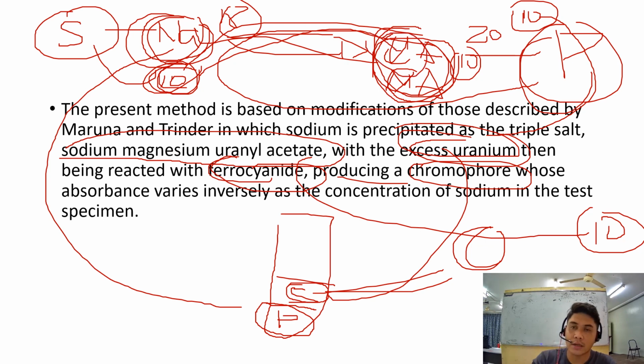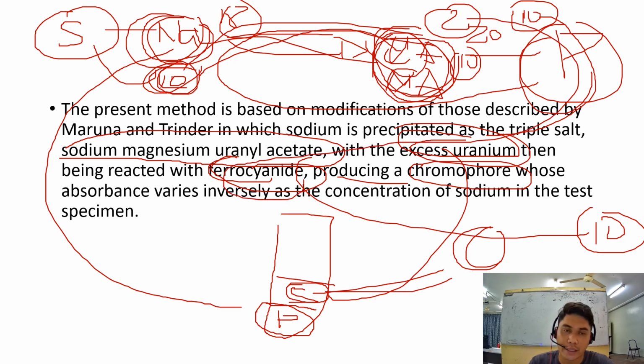So the number of free uranium, or excess uranium, is now 2. If we mix the free uranium with ferrocyanide, the intensity of the color is 2. Less color development, because there is less uranium present.